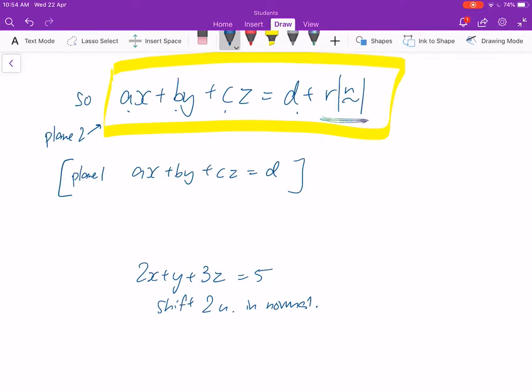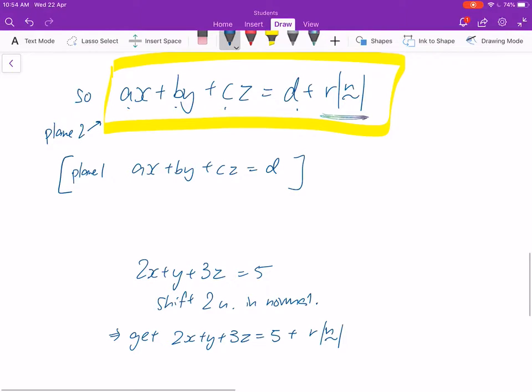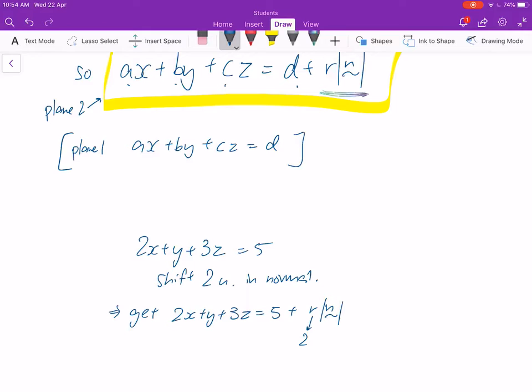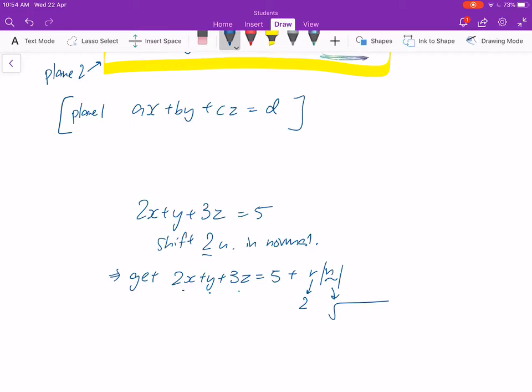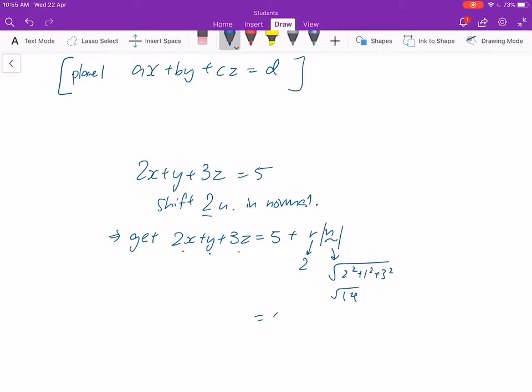how do I apply this formula? So what you will get is copy paste, everything is the same, plus Rn. In this case, R is given to be 2 units over here. And we just have to find, right? Isn't it? Looking at this. So that's 4, 1, 9, 14. Square root 14. Can't simplify that. Okay. Answer. That's it.